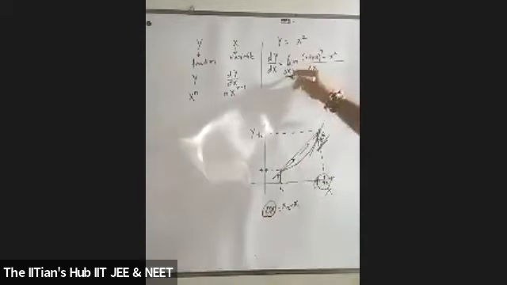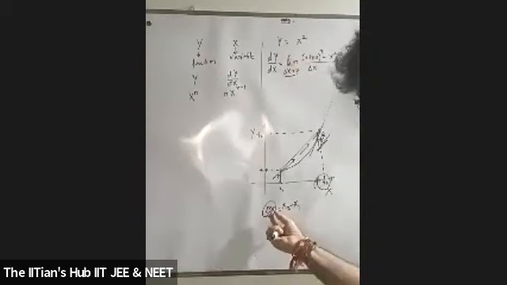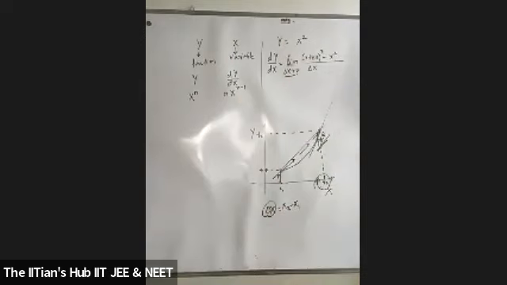Delta X is tending to almost zero in that case. The change in the value will be very, very small. So now my value of Y will be what? My value of Y will be (X plus delta X) the whole square minus X square, upon delta X.